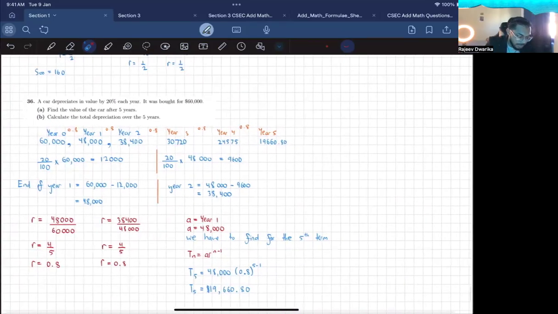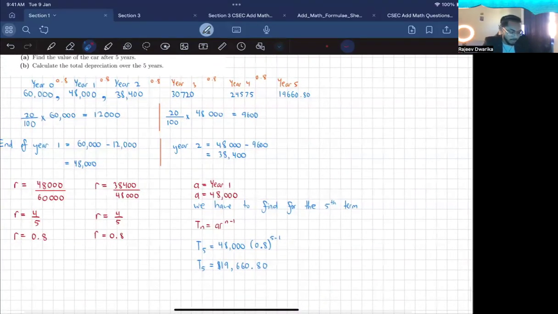And the reason why I did not use year zero is because technically, the depreciation starts at 48,000. So 48,000 was the first depreciation. The second depreciation was 38,400. The third depreciation was that, the fourth, and then the fifth depreciation. So annually, you understand what I'm saying? You understand all the methods?